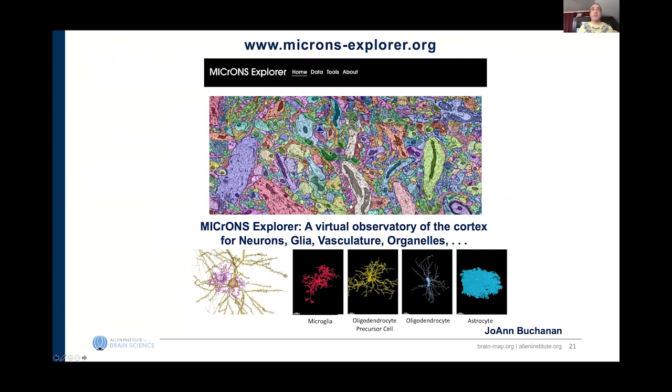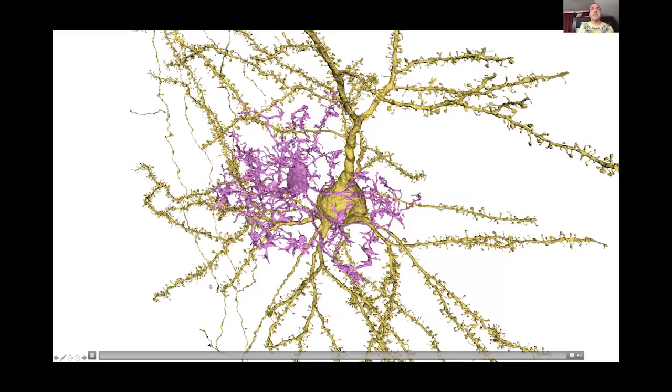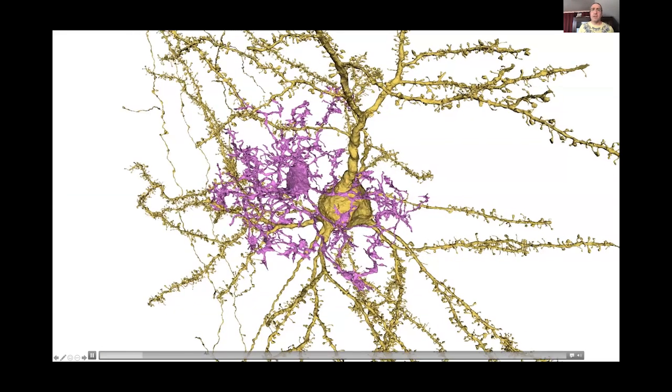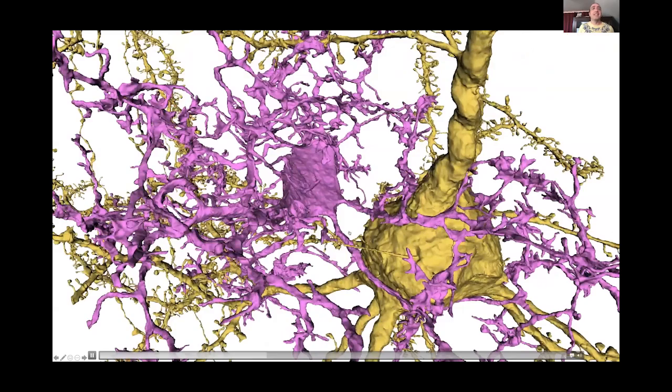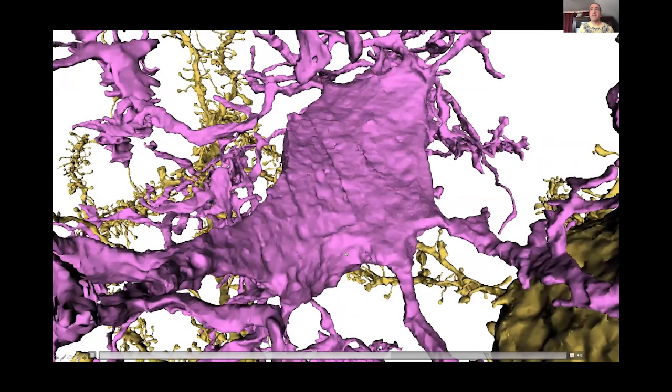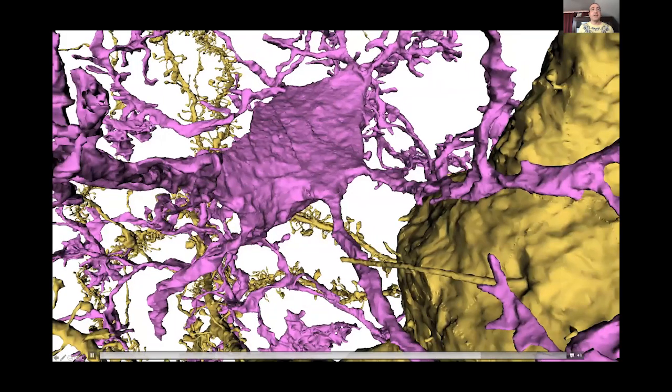But also, the brain is not made only of neurons. And again, the beautiful segmentation of Sebastian allows us not just to get neurons, but microglia, oligodendrocyte precursor cells, oligodendrocytes, astrocytes. And I'm finishing with a video of the work of Joanne Buchanan, who is working on the interaction between glia and neurons. And so again, just to show this beautiful, not proofread, microglia close to a neuron, touching it, interacting with it.